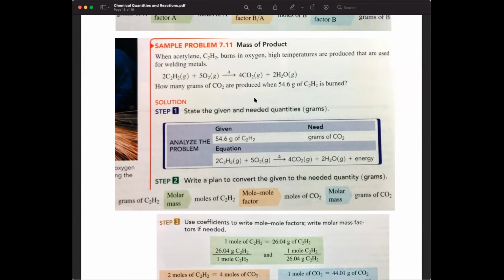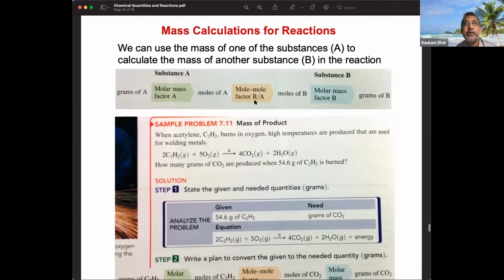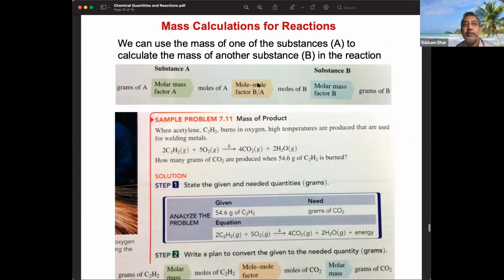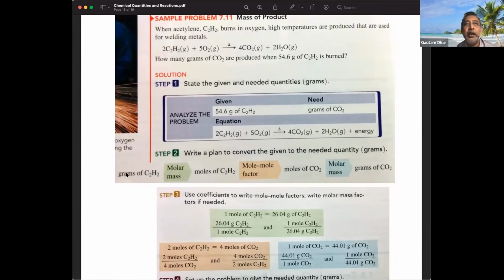So you always have to go to moles. You have to be able to use the equations. You always have to go to moles. That's very central here. So you go from grams of acetylene to moles of acetylene, from moles of acetylene to moles of carbon dioxide. Now to go from moles to moles, we are going to use the chemical equation. To go from grams of acetylene to moles of acetylene, we're going to use the molar mass of acetylene. Now you can convert the moles of carbon dioxide to grams of carbon dioxide again by using the molar mass of carbon dioxide.